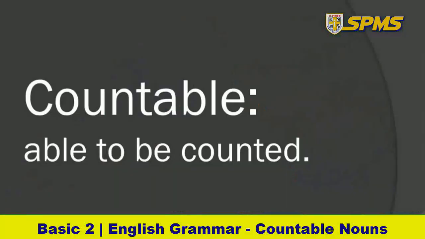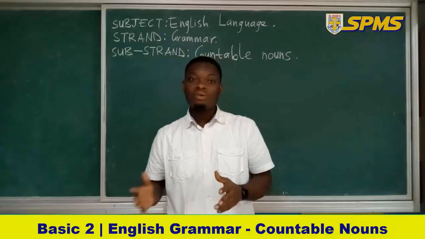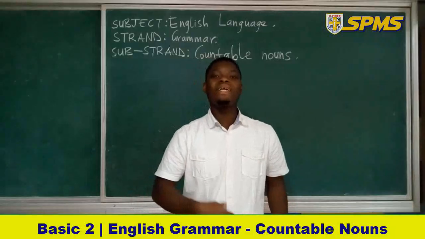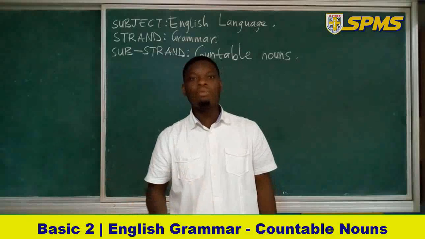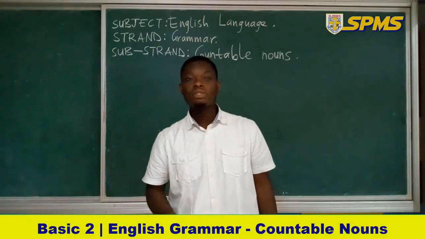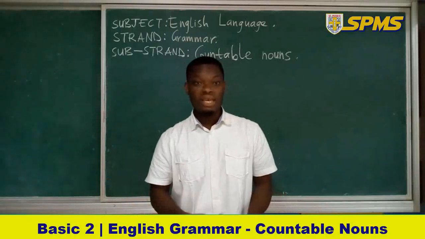Our second keyword is countable. Countable means able to be counted. Something that can be counted. Some things cannot be counted, like water. You cannot count water. So anything that can be counted is countable, like pencils, human beings, trees, etc.